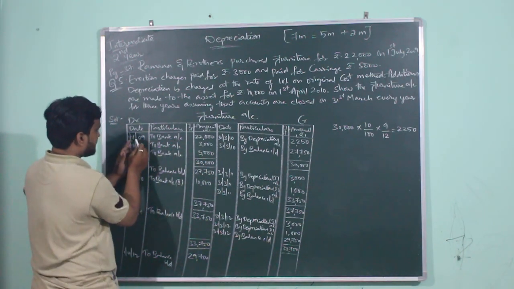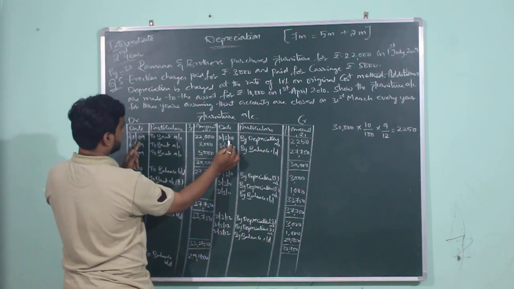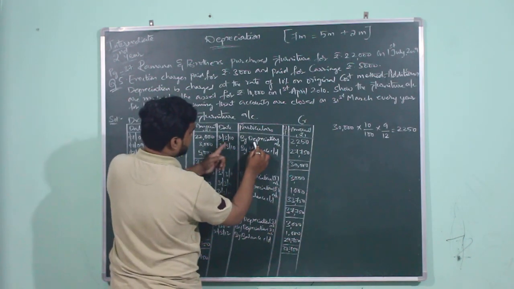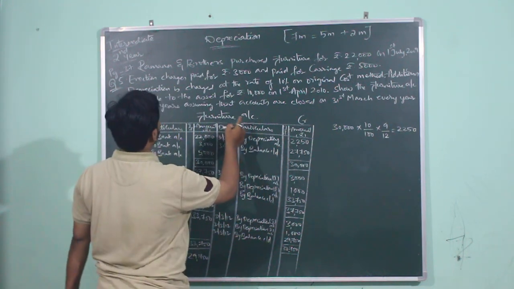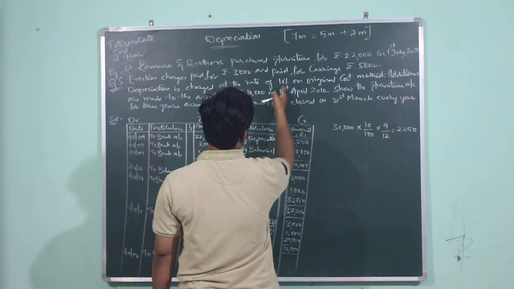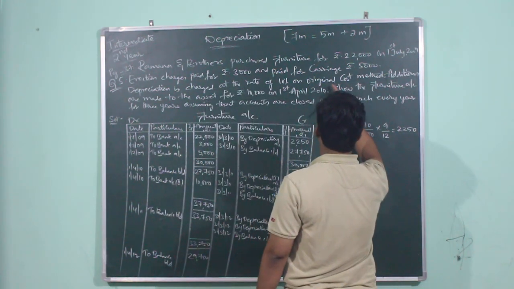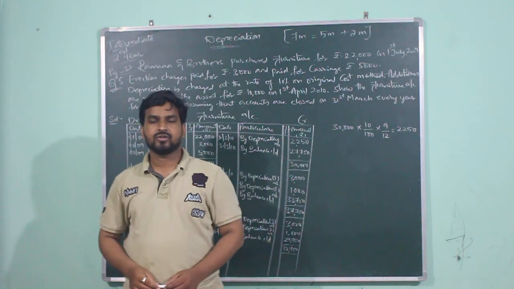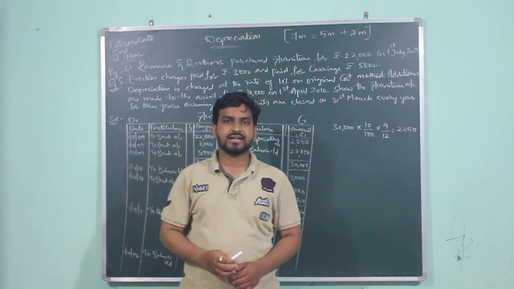Now this financial year will be ending on 31st March 2010. Here you are required to provide depreciation. It will be written as by depreciation account. So what is the rate of depreciation? Depreciation is charged at rate of 10% on original cost method. What is original cost method? It is the other name for straight line method. So you are required to calculate depreciation at 10%.